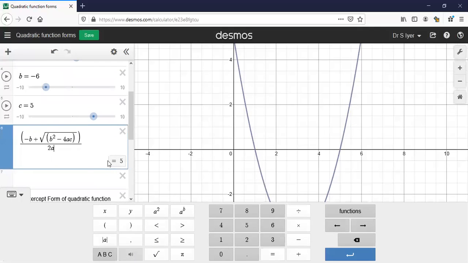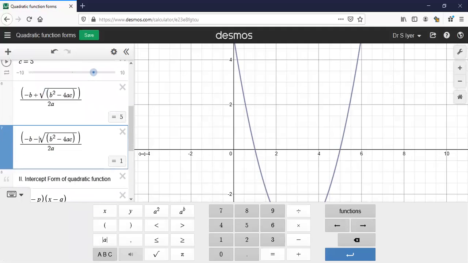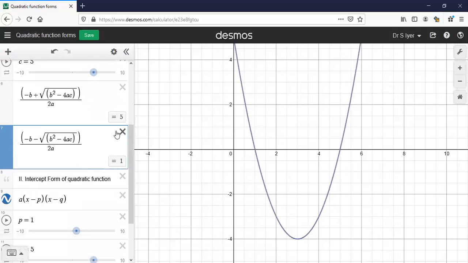right? As I do that, you'll notice that there is a value here that is equal to 5. That is the value of one of the roots. This time, let's do the second root, but I'm going to change this plus to minus, because remember, we have two roots: minus b plus or minus square root of b square minus 4ac, the whole divided by 2a. And you'll notice this time that I have the value 1. The 5 and the 1 are the two intercepts of the parabola, as we saw in the intercept form.